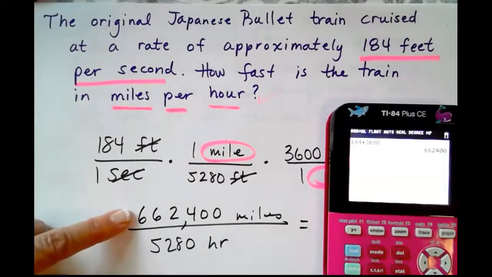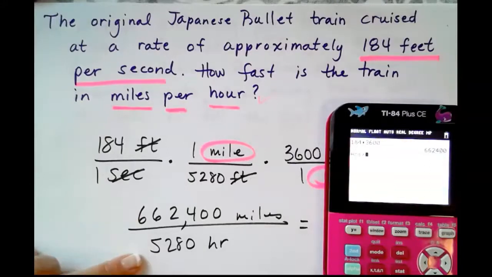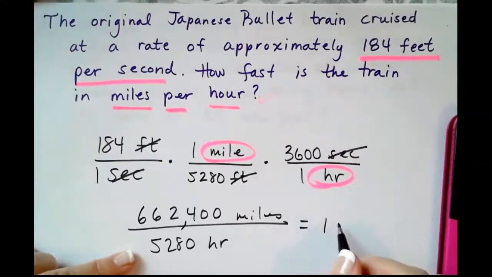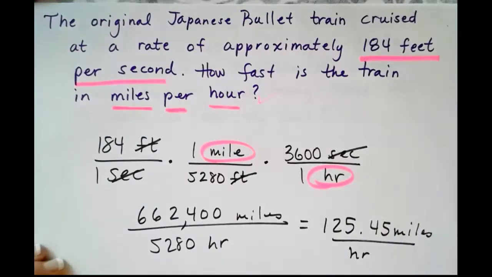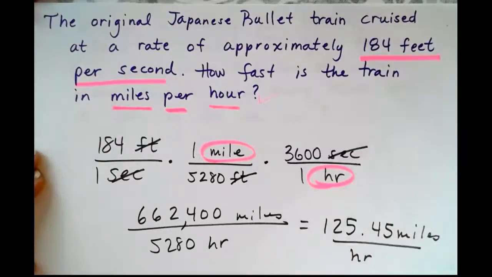So 662,400 divided by 5,280, the bullet train on land going 125.45 miles per hour. So the bullet train is going twice as fast as the cheetah. And this was the original bullet train. When I was doing a little research for this problem, newer bullet trains on land go faster than 200 miles per hour in Japan.